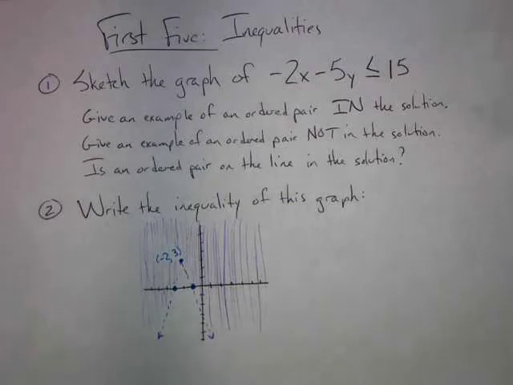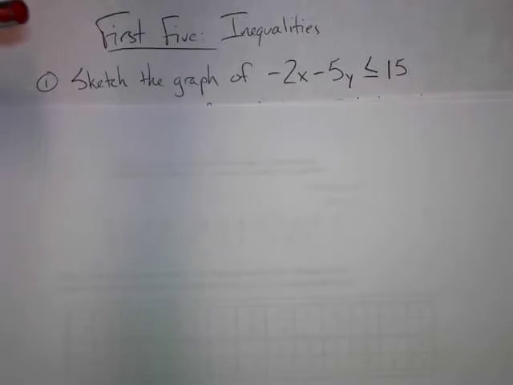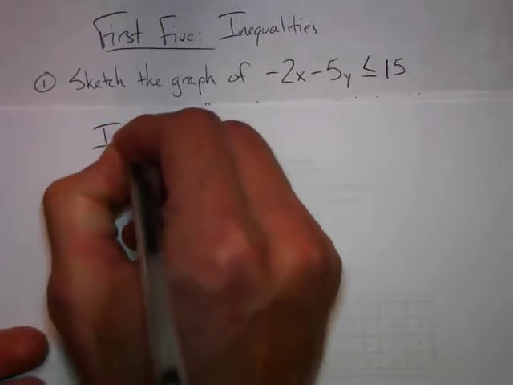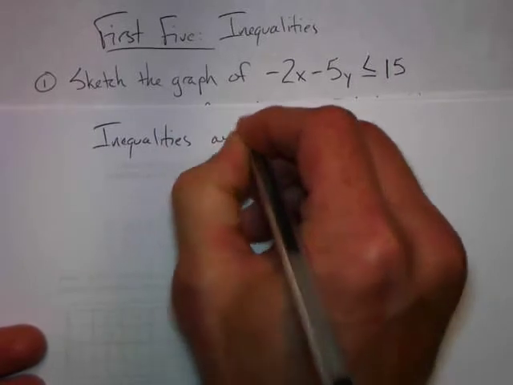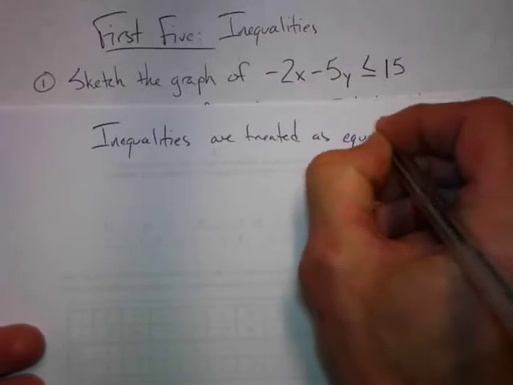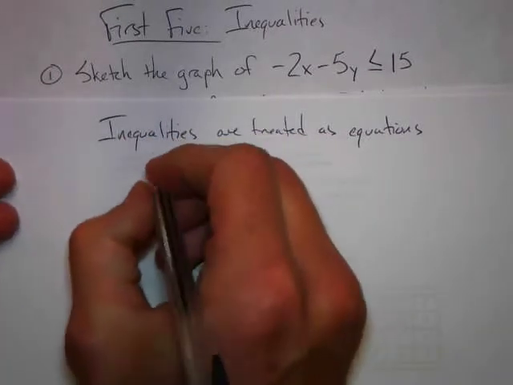So when we get into graphing inequalities, we need to think back to how we graphed equations. And then we can figure out that graphing inequalities is quite the same as graphing equations. So inequalities are treated as equations when it comes to graphing, except for a couple little things. There involves shading, and there involves dotted lines and solid lines. So here are a couple of differences.